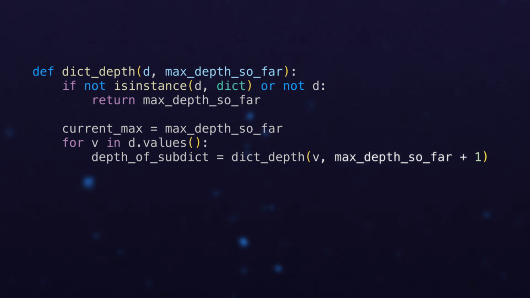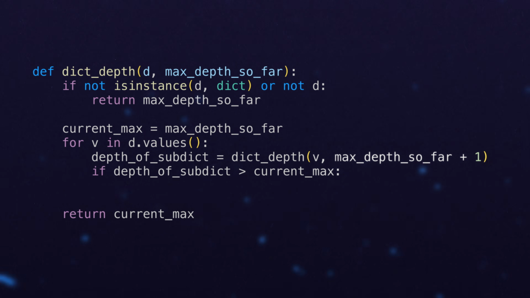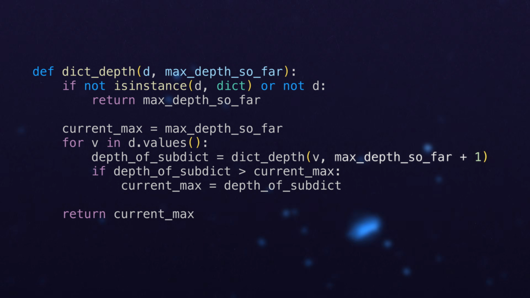Now, once that recursive call returns, it will return with the maximum depth of that sub dictionary. So we should track that max depth. And at the end of the loop, if that max depth is the greatest of all the nested subdictionaries, that will be the one we'll return.